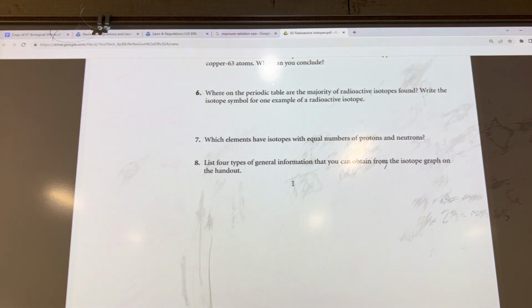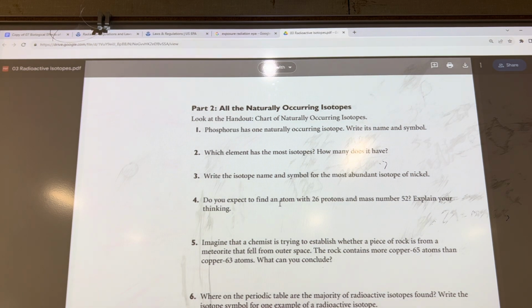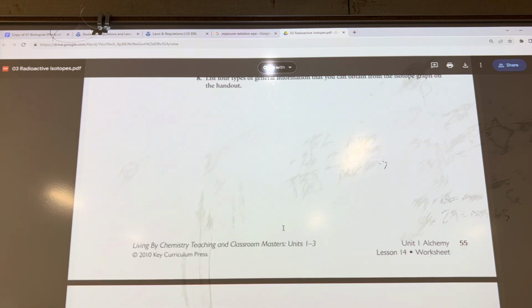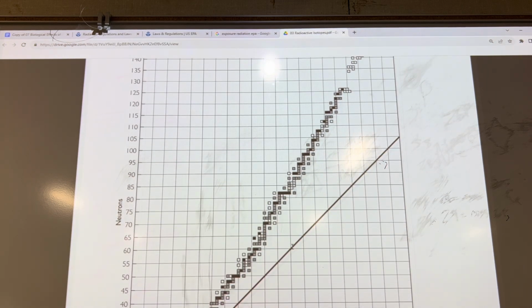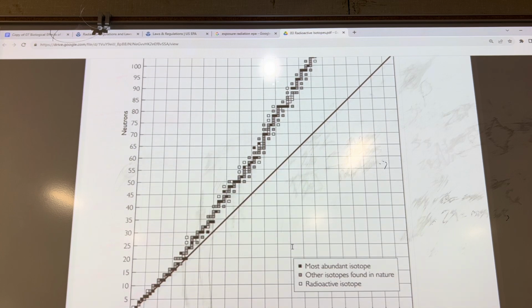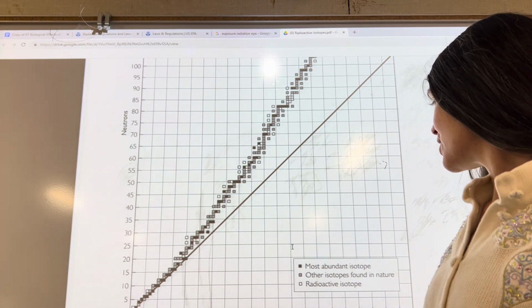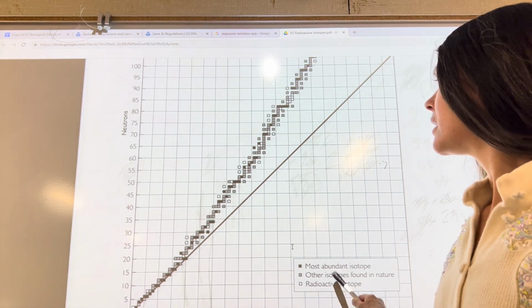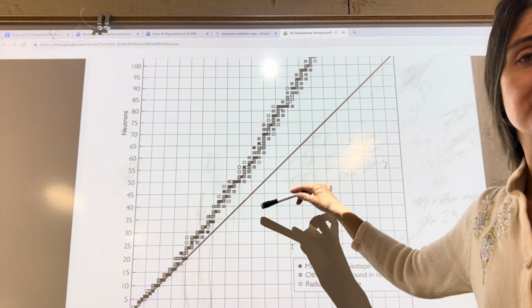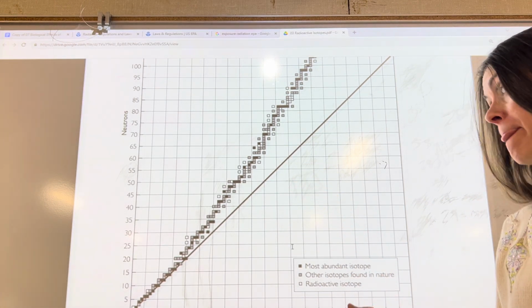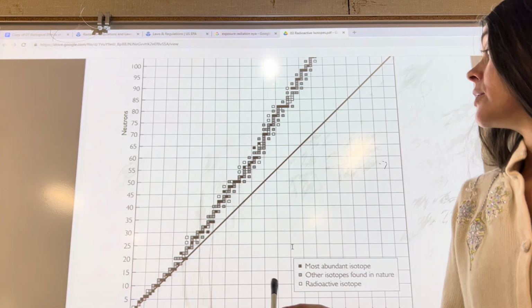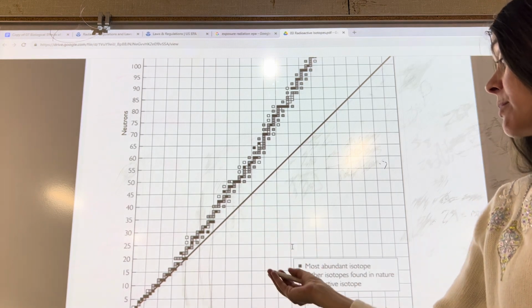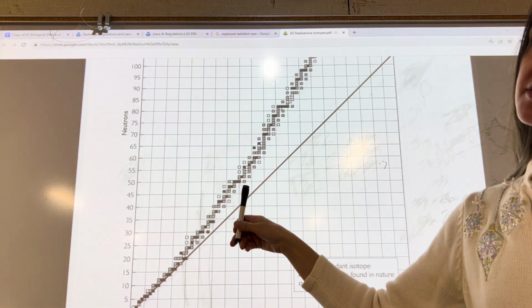Types of general information that you can find from this isotope graph. Three of the ones that jump out to me. What is the graph showing you? It shows you what types of isotopes are most abundant. It shows you how many isotopes per element. It shows you the relationship between the amount of protons and neutrons.